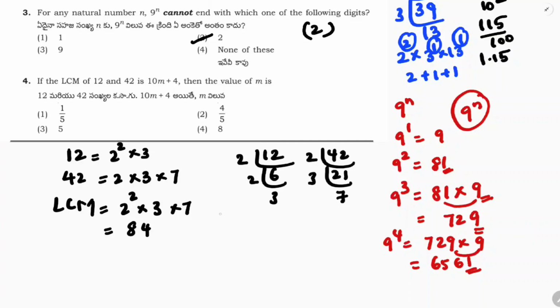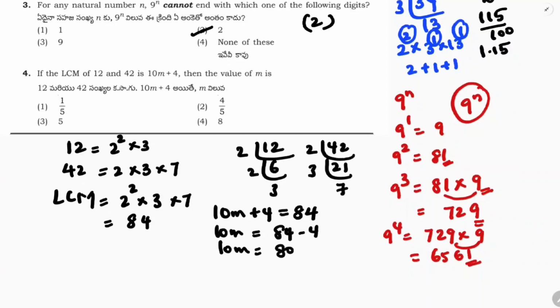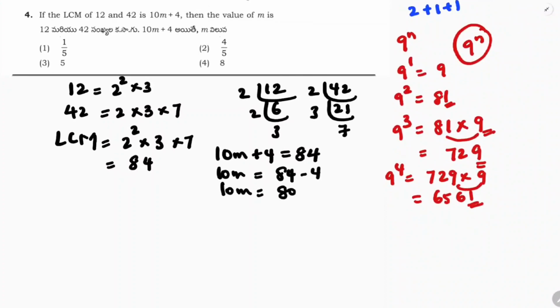They told us the LCM is expressed in the form 10m plus 4, which equals 84. So 10m equals 84 minus 4, which is 80. So m equals 80 by 10, m equals 8. The correct option is 4. Answer is 8.